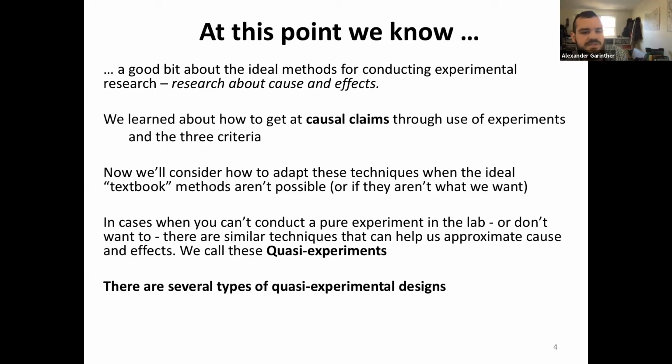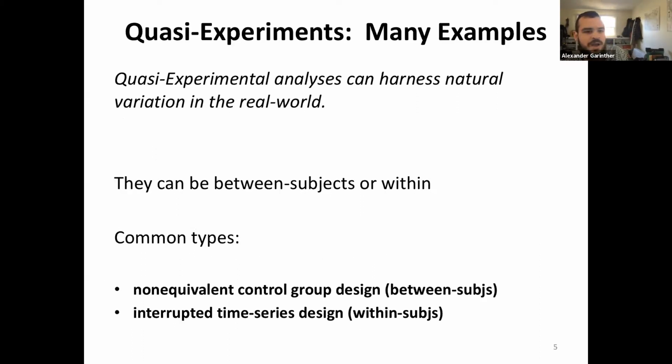These are quasi-experimental designs, and there are a few different types. So quasi-experiments can be between or within subjects, just like experiments. The most common type of between subjects quasi-design is called the non-equivalent control group. So we'll go through a couple examples of that. And there's also within subjects designs where really the idea is we're trying to mimic what we would do in an experiment without actually bringing people into the lab and running a true experiment.